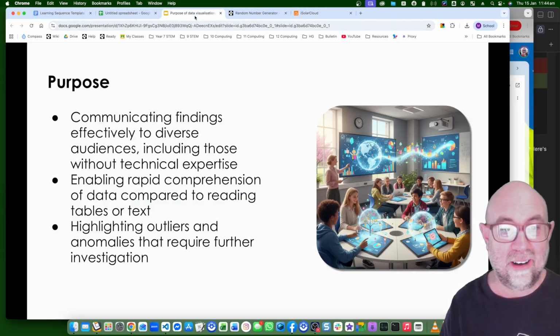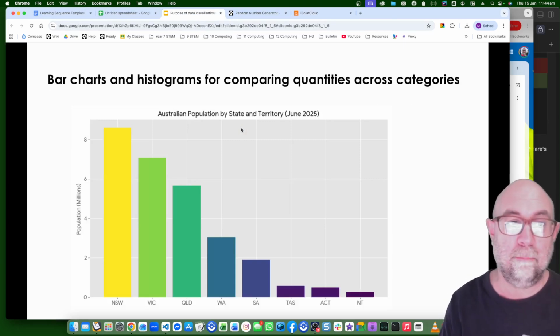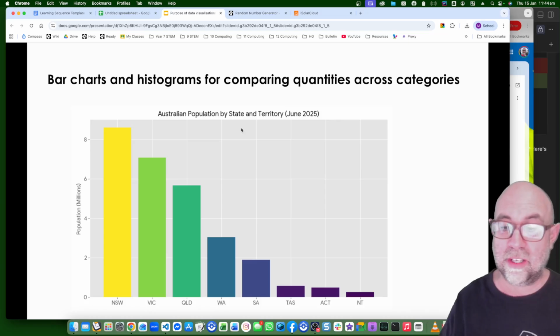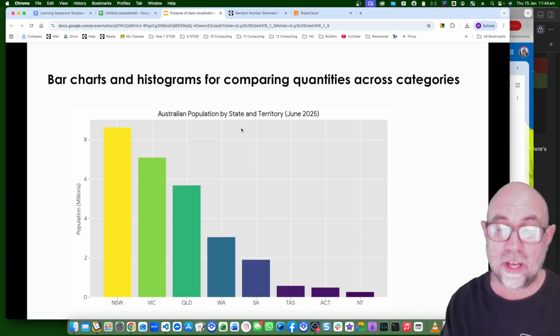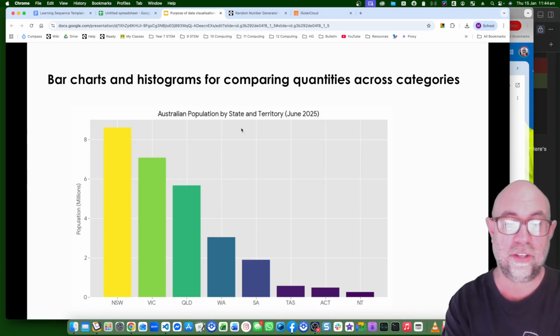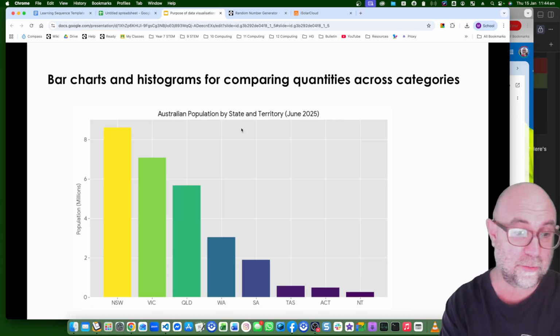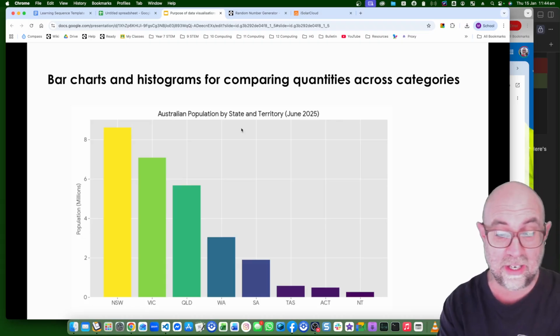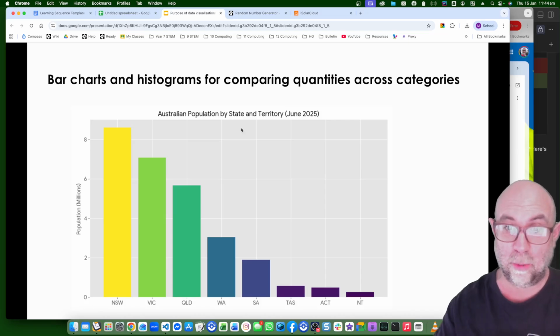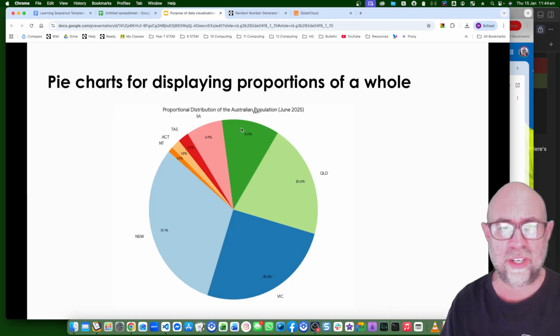All right, where are we? There we go. So, the first one we're going to have a look at is the bar chart or the histogram. These can go up and down or side to side. This one very quickly shows us the states that have the greatest population, and in fact we can see that there is a huge difference between the most populous states, being Victoria, Queensland and New South Wales, and the least populous states, in a way that would be less evident if we were looking at it in a table.